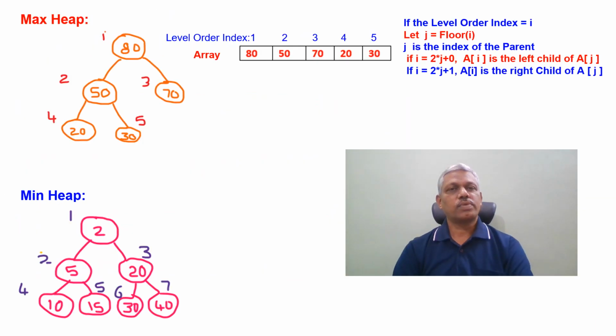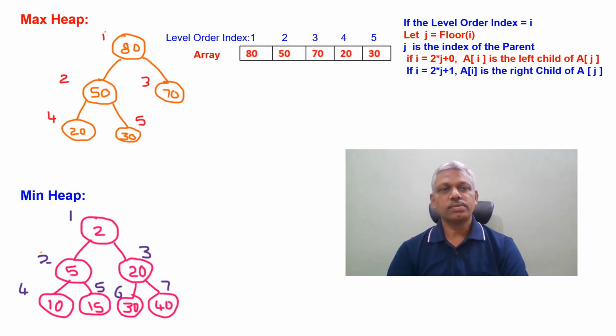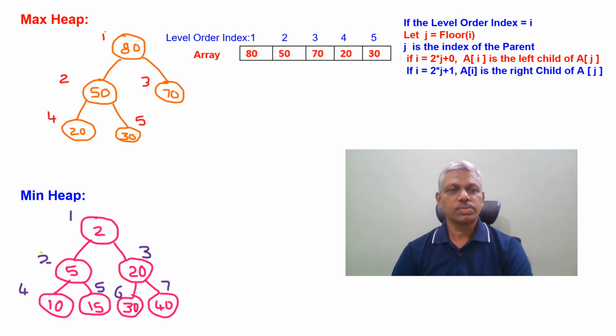Now here are some examples of heaps. The first one is a max heap, where the greatest element is at the root node and all the remaining elements are less than that. 50 and 70 are the children of 80, which are less than 80. Similarly, 20 and 30 are children of 50, which are less than 50.